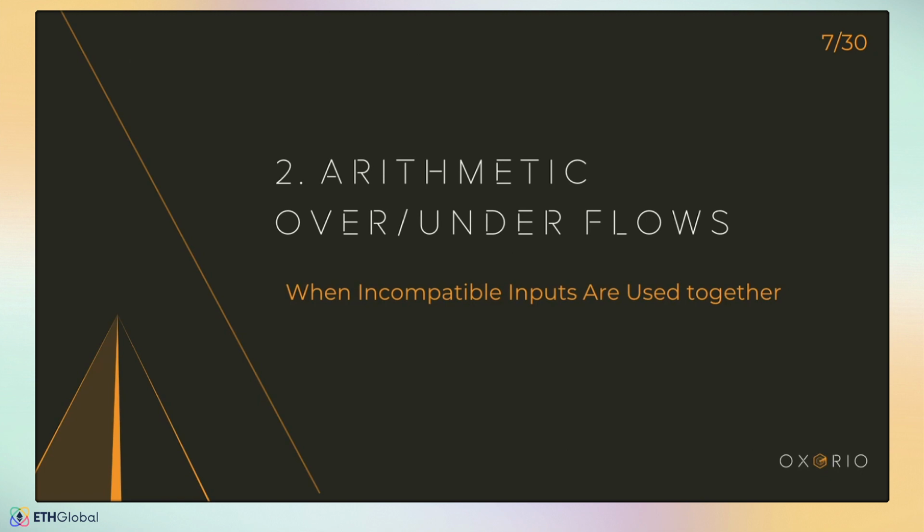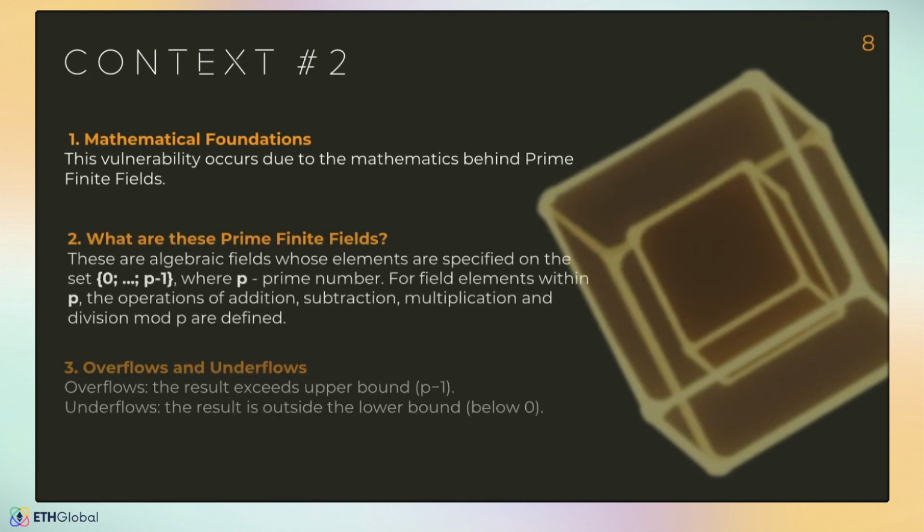We have already looked at this. The second one is arithmetic overflows and underflows. It's quite basic. It's about when incompatible inputs are used together, and we will see that.